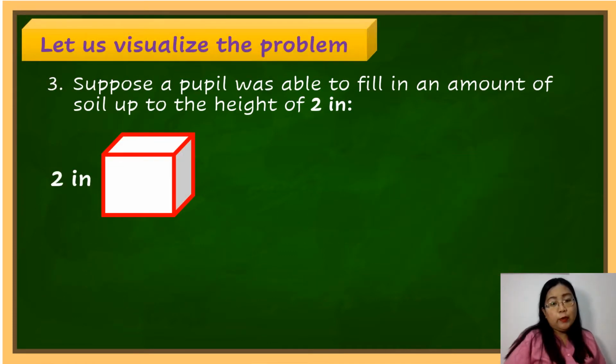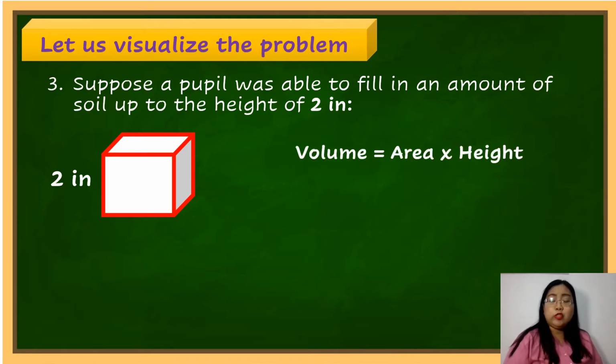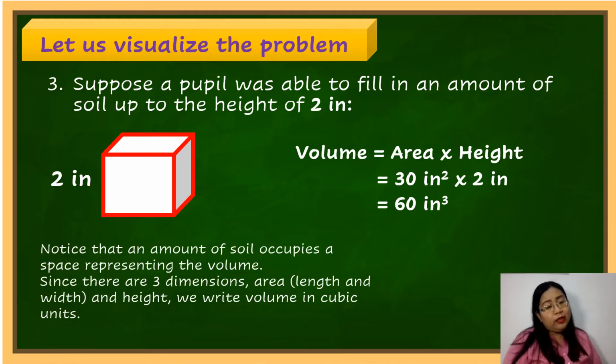Third, suppose a pupil was able to fill in an amount of soil up to the height of 2 inches. So volume is equal to area times height. So 30 square inches times 2 inches is equal to 60 cubic inches. Notice that the amount of soil occupies a space representing the volume. Since there are three dimensions, area, which is length and width, and height, we write the volume in cubic units.